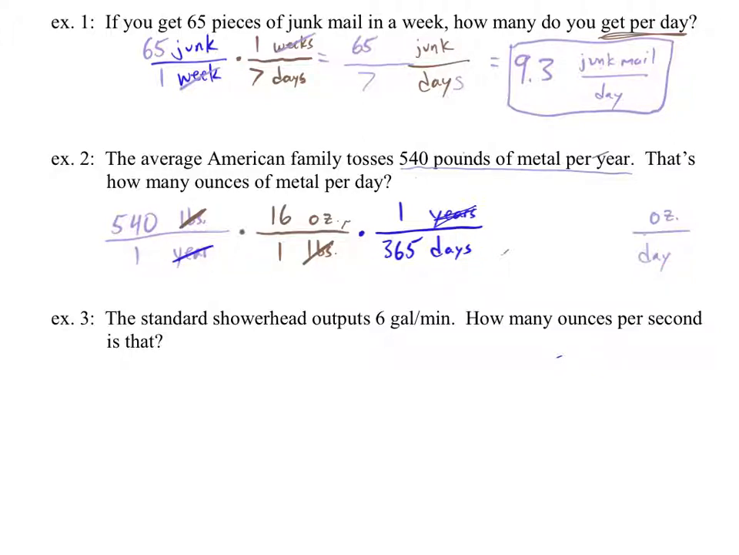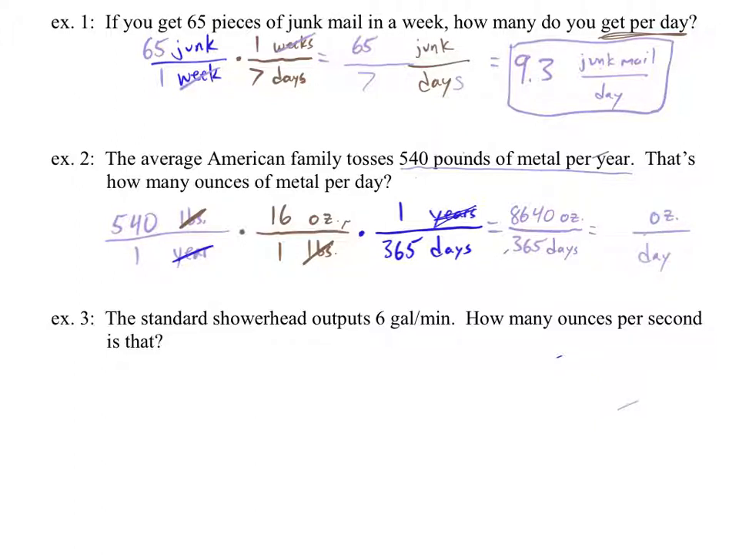So we're almost done. So first step is to say, all right, let's multiply all those numerators together. So I have 540 times 16 times 1. And when I do that, I get 8,640. And my units in the top are ounces, so I'm going to write that down. In the denominator, I have 1 times 365. So that gives me 365. And the only units in the denominator, not canceled out, are days. So we're up to there.